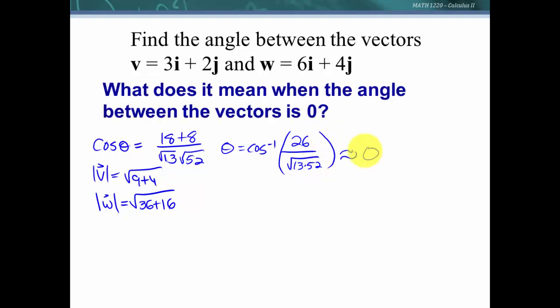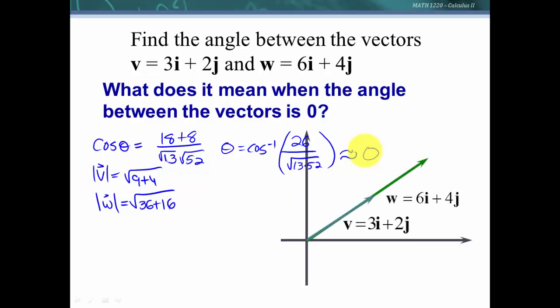So what does it mean when the angle between the vectors is 0? Let's look at these vectors. Here is V, here is W. If we look at that, we see one is a scalar multiple of the other. These vectors are shown here as position vectors, but we could put equivalent vectors somewhere else and have a look. Essentially, what it means when the angle between the vectors is 0 is that those vectors are parallel to each other.